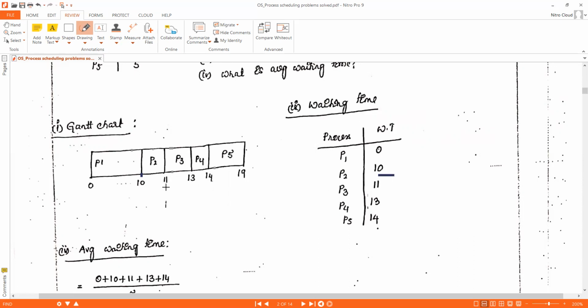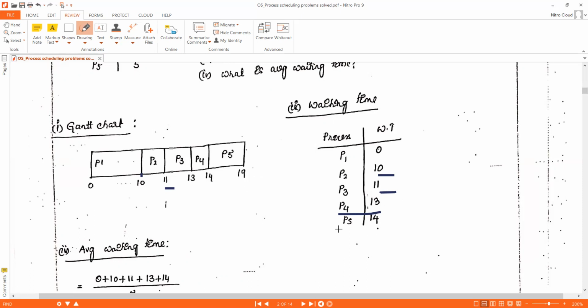Next, process 3's allotted time is 11 milliseconds, minus its arrival time of 0 milliseconds. 11 minus 0 is 11, so process 3's waiting time is 11 milliseconds. Next, process 4's allotted time is 13 milliseconds. Its arrival time is 0 milliseconds. 13 minus 0, it is 13 milliseconds, the waiting time for process 4. Next, process 5's allotted time is 14 milliseconds. Its arrival time is 0 milliseconds.